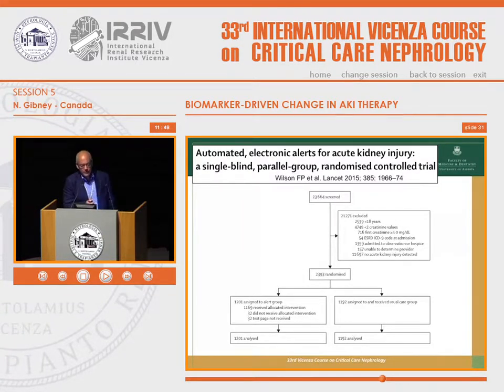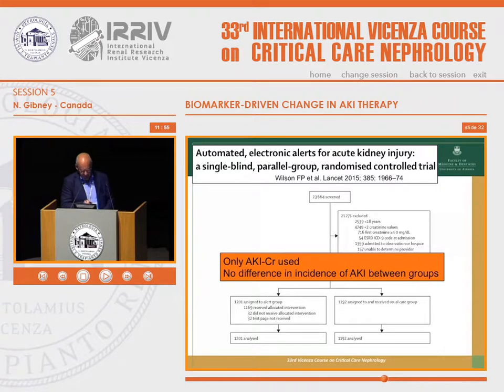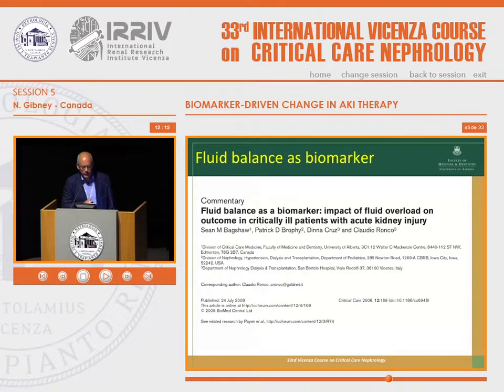We've heard already about this study by Wilson et al. in the Lancet. Again, they used a similar approach, but it's notable that they only actually used creatinine criteria. And as we heard from Michael, the groups actually had no significant difference in intervention between them. And so it's very difficult to assess whether or not their sniffer actually was of any efficacy.